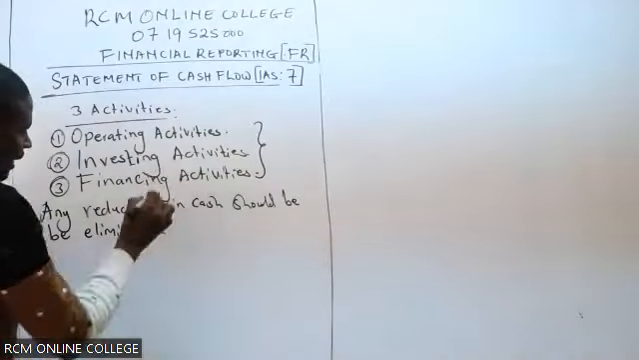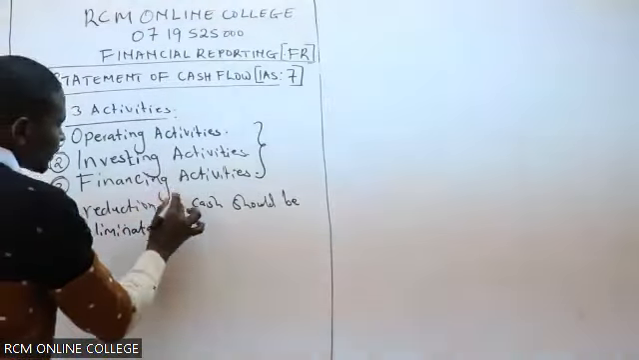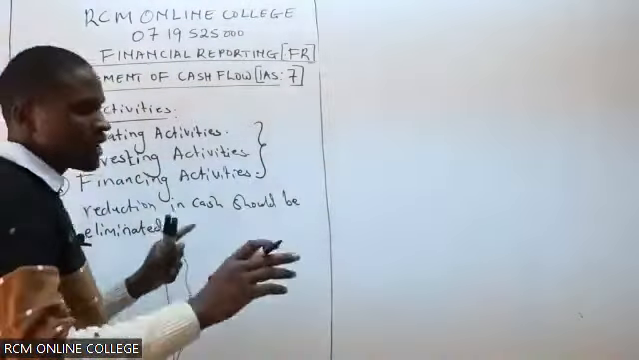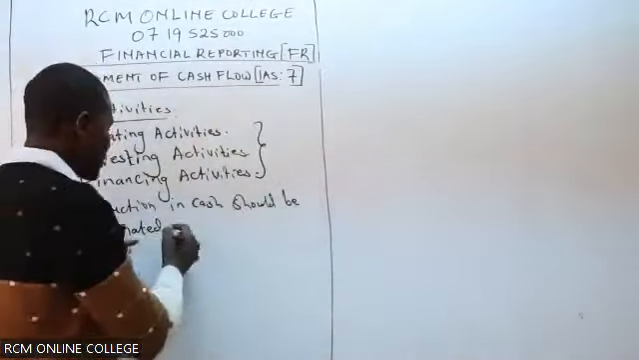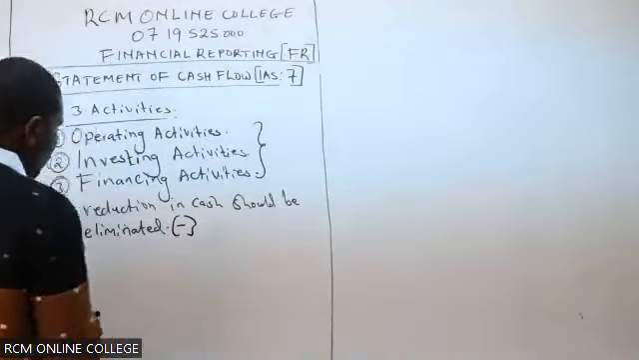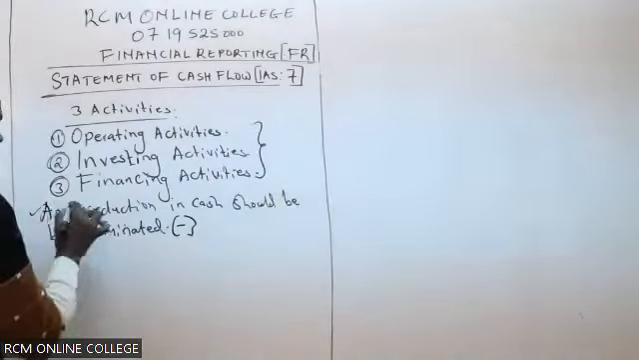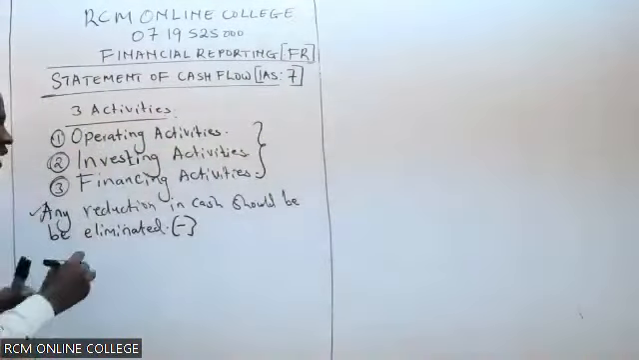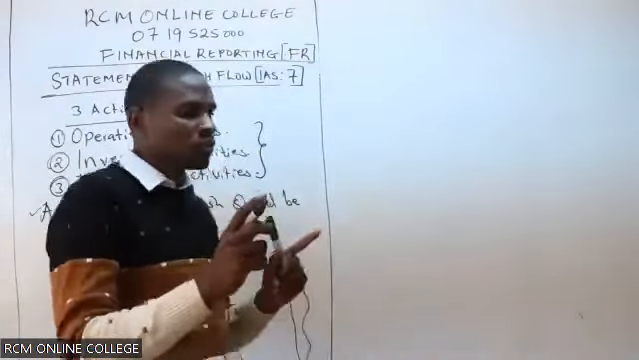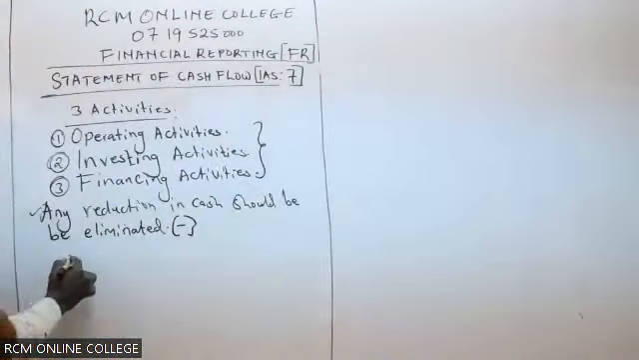So if any activity that we do reduces our cash, we subtract it. And vice versa is true. So we have two methods in preparation of the cash flow.